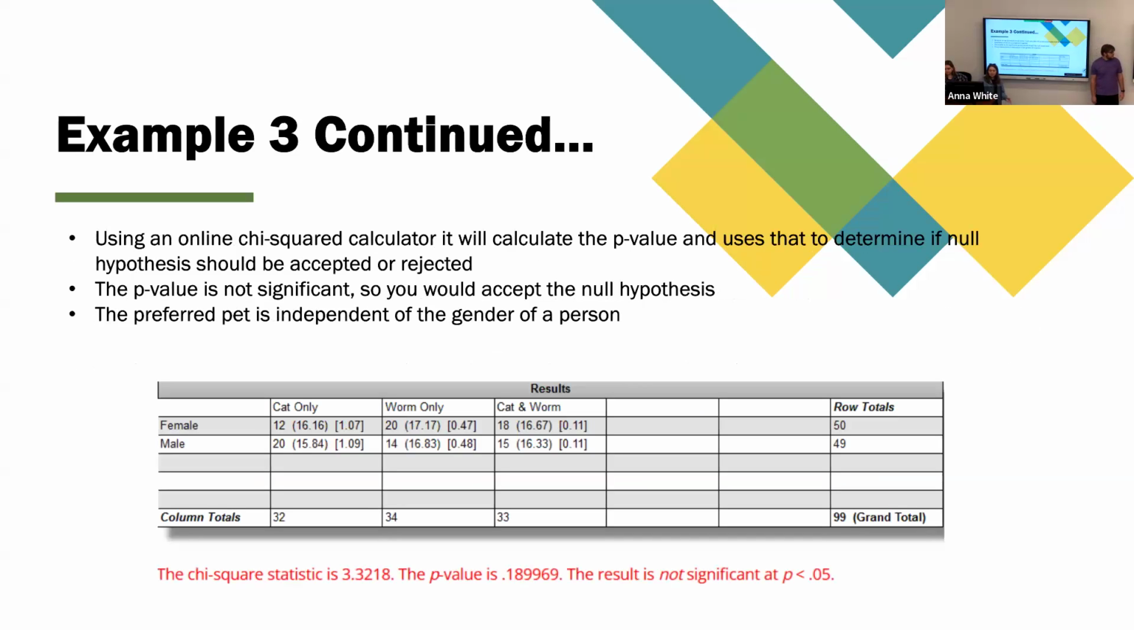Okay, so with the online calculator, it has the chi-square statistic, but I don't have the value from a table to compare it to. So we'll look at the p-value here, and it does the same thing. You can see that the p-value is greater than 0.05. So you would conclude that the preferred pet is independent of the gender of a person. So you would accept the null hypothesis, independence.